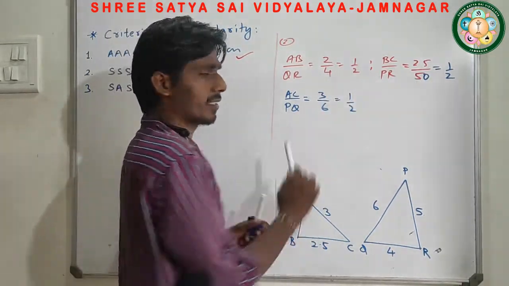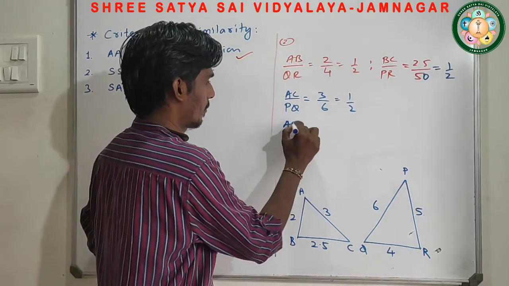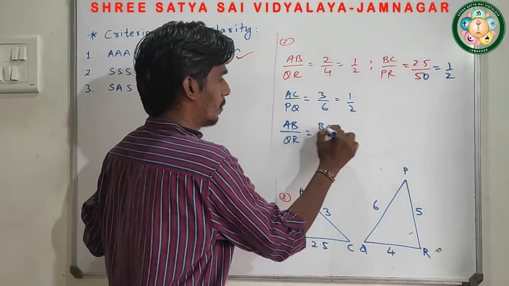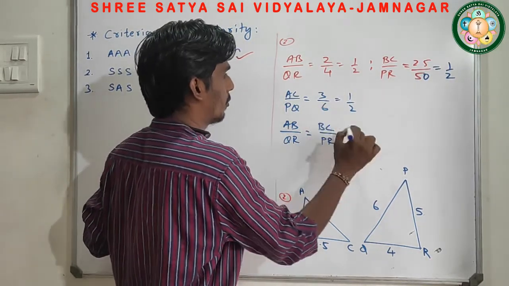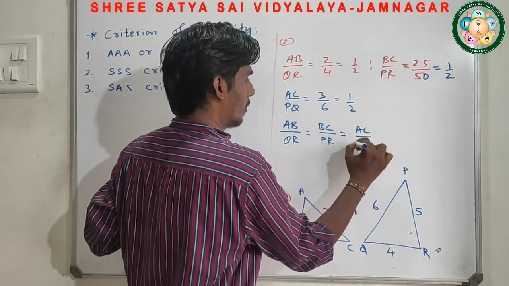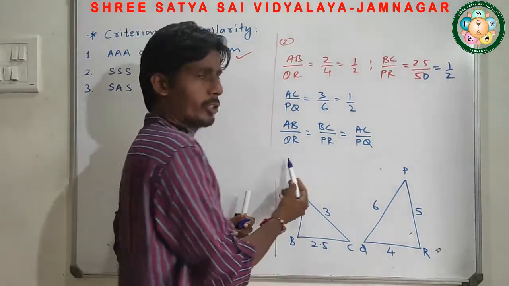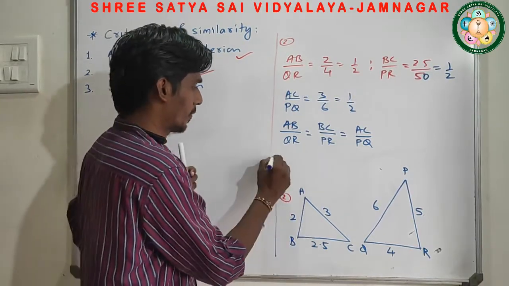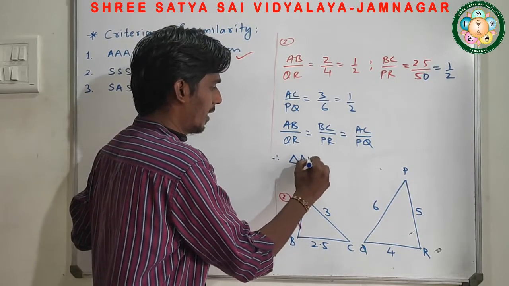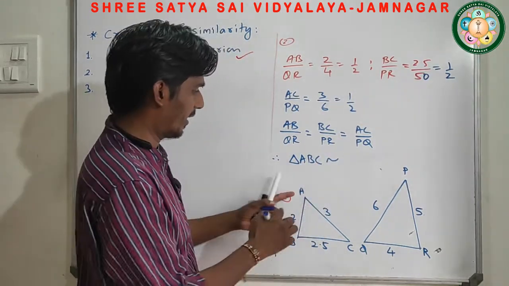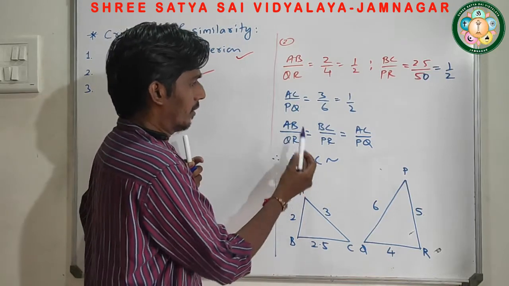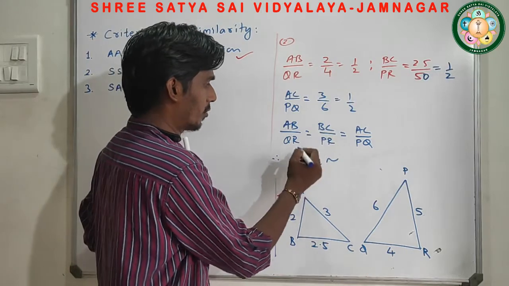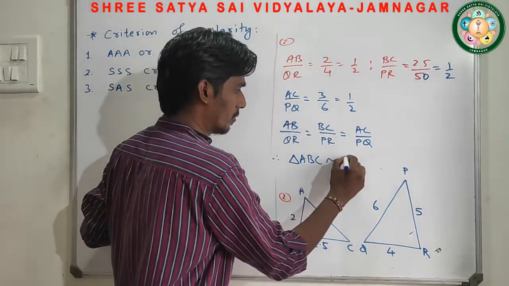So from this and this, I can say that AB upon QR is equal to BC upon PR is equal to AC upon PQ. As the ratios of all the three sides of the pair of triangles are equal, I can say that triangle ABC. Now A corresponds to what? Here this is AB QR, BC PR. Now what is common here? R.